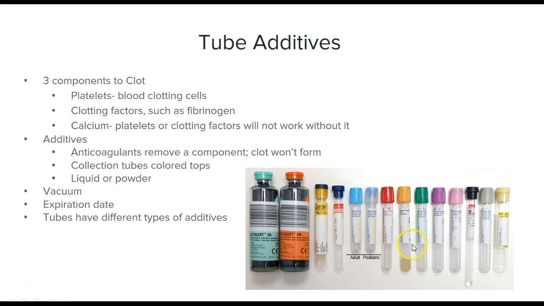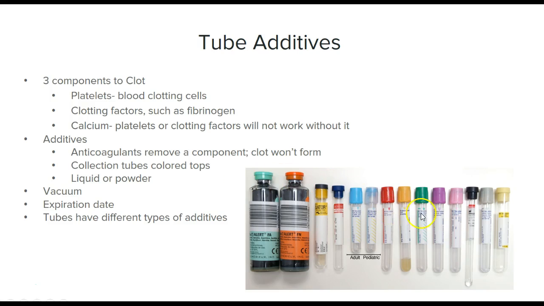Okay, if they clot, I'm trying to think of how I should explain this. In our blood, we have platelets, clotting factors, and fibrinogen and calcium, and all of these things help us to clot.